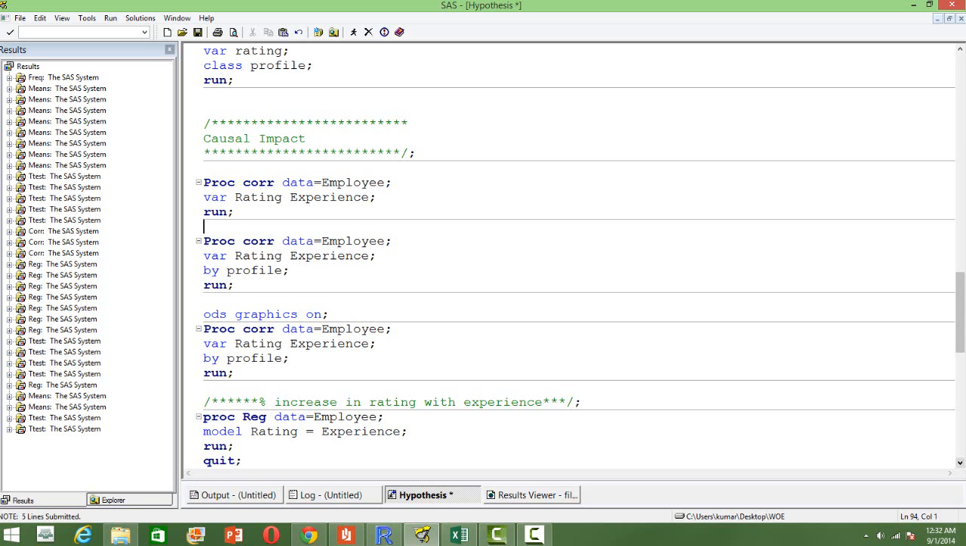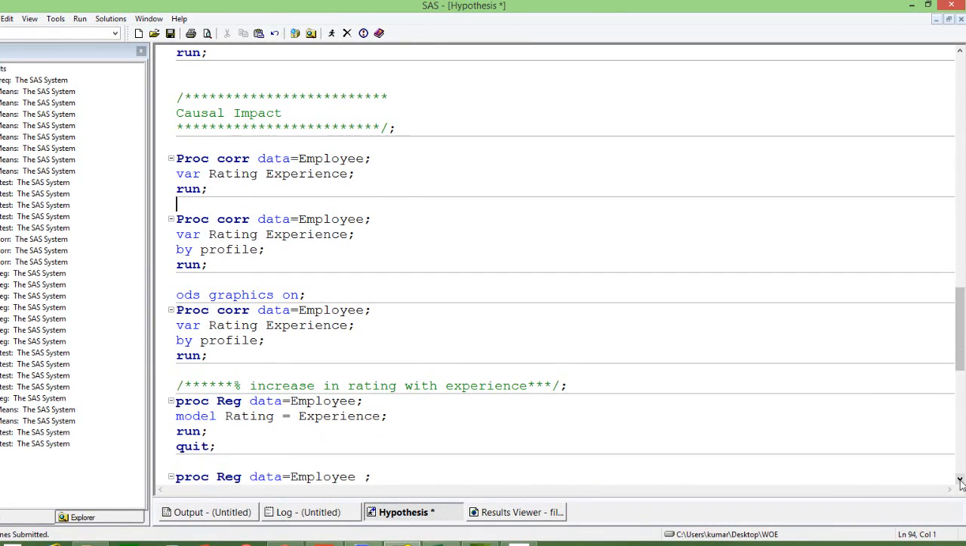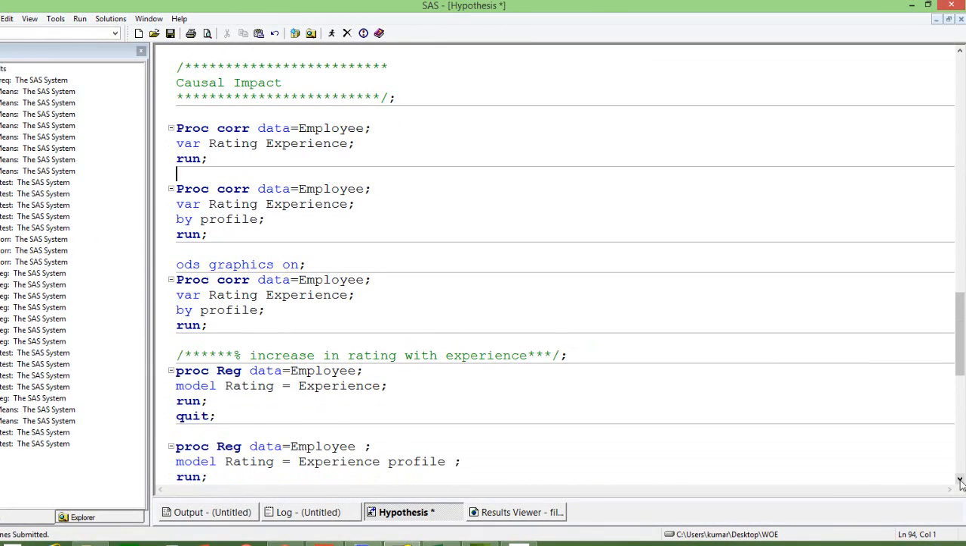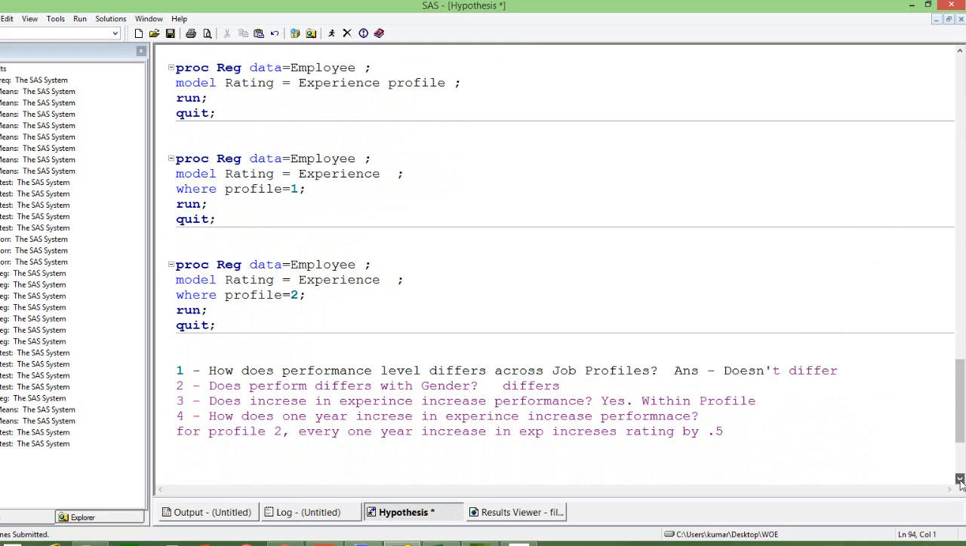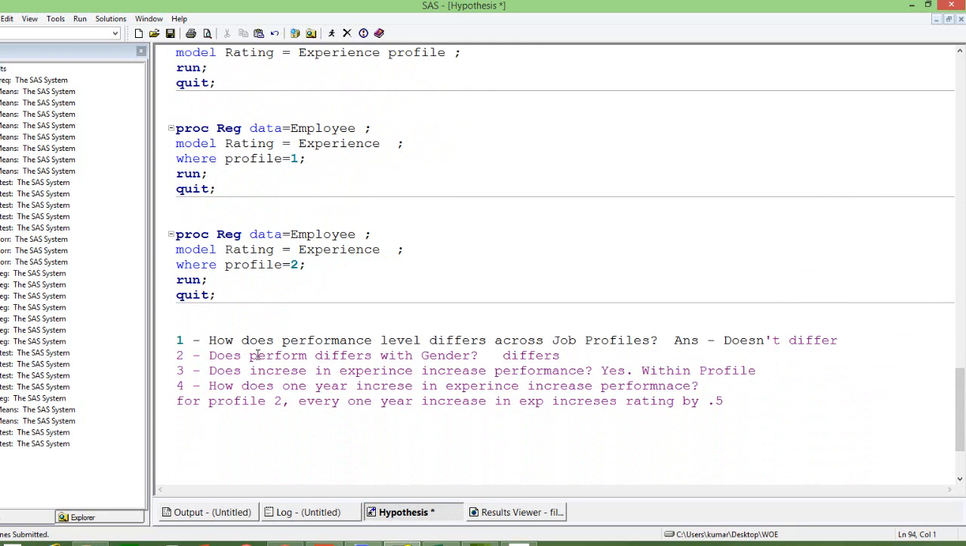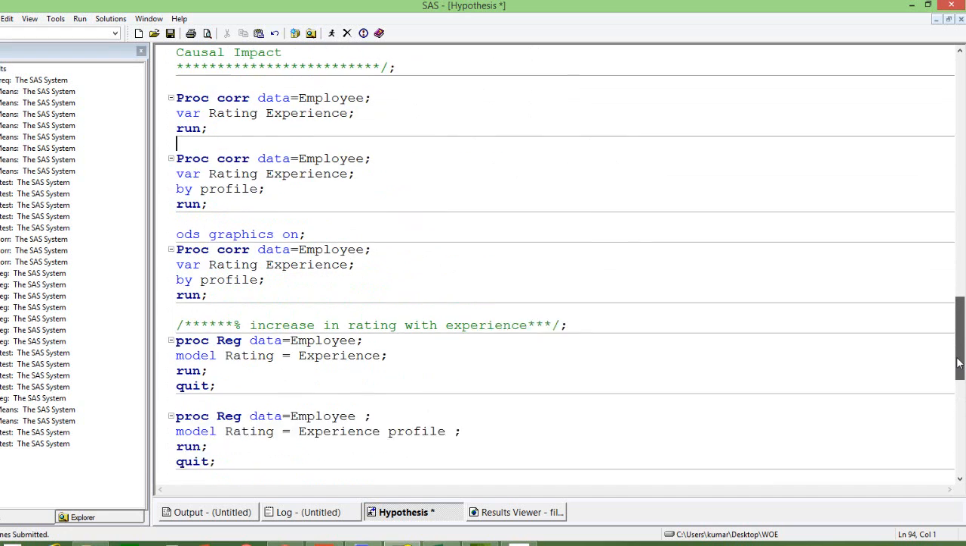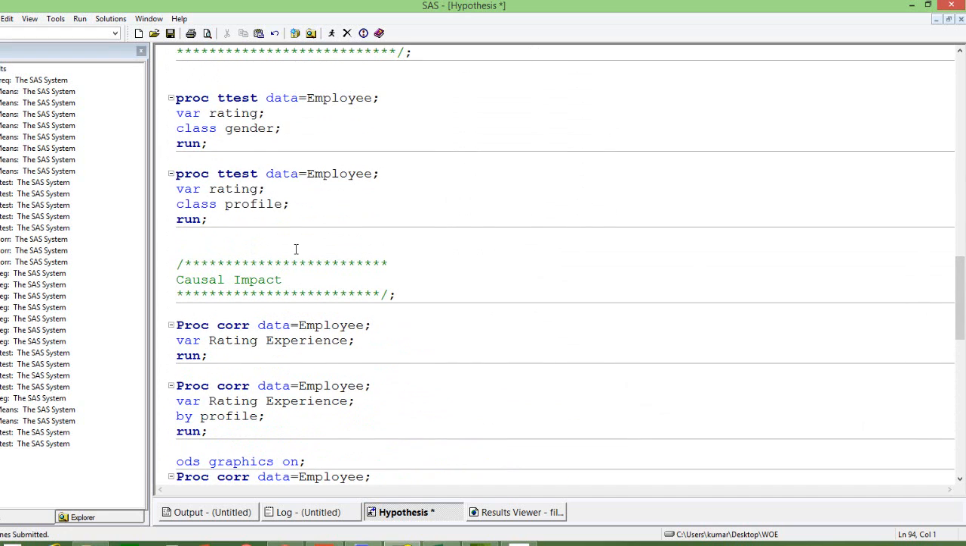Now the next important thing that we are going to do here is to find out the causal impact. That's the next goal. Now we have been able to answer two of our hypotheses, but another two are left. Let me go to the hypotheses again. The first question that we asked ourselves: how does performance level differ across job profiles? We have actually checked for gender, but we haven't seen that for profile. Let us run it for profile.